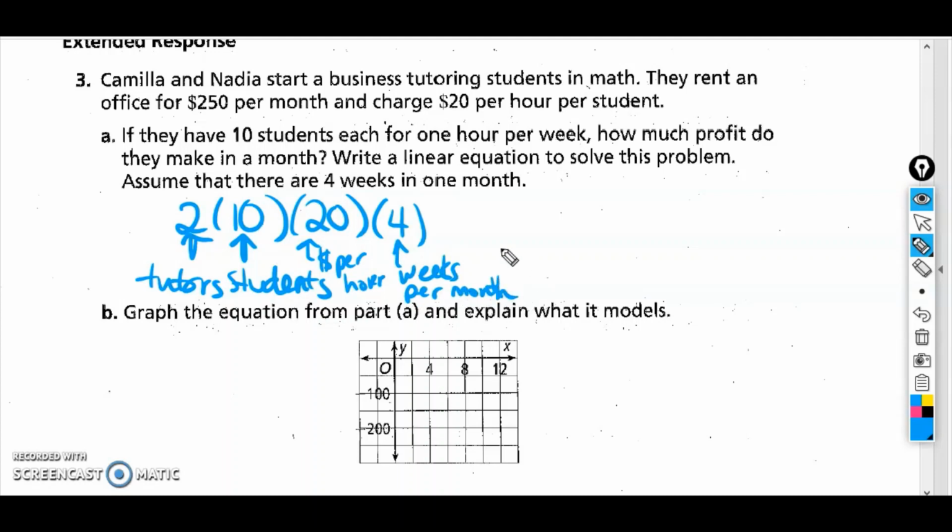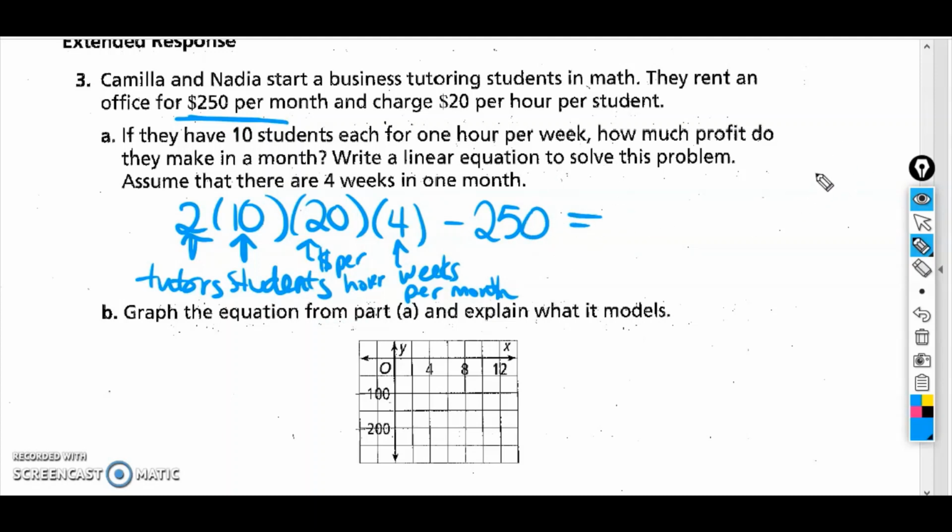Well, the only thing that I need to account for is that they do have to pay this $250 for rent. So this is how much money they're making, but then they have to subtract the $250 they got charged for that month in order to figure out how much total profit they get.